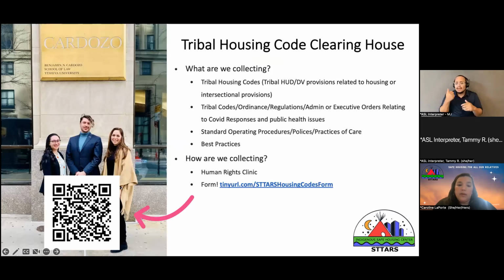One of the best practices that we noticed, for example, was the Nottawaseppi Code, which has a domestic violence paid leave provision. And we think that is super impactful for survivors who are either experiencing or who might be on the verge of experiencing housing instability. We're collecting via this tiny little QR code that I made for the first time ever. It was super exciting. It should just work if you pull it up on your phone. So if you have anything that you know of, either in your tribal community or you think impacts tribal survivors, that will take you directly to a form where you can upload that information.